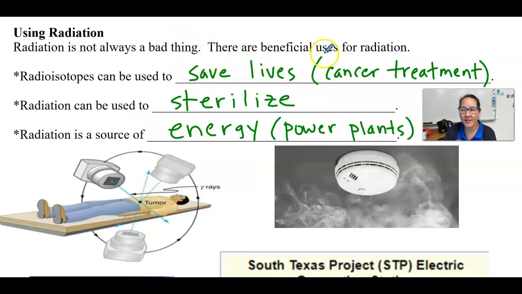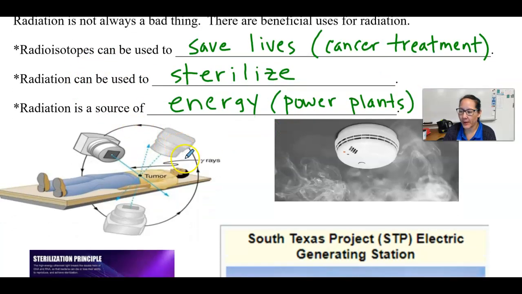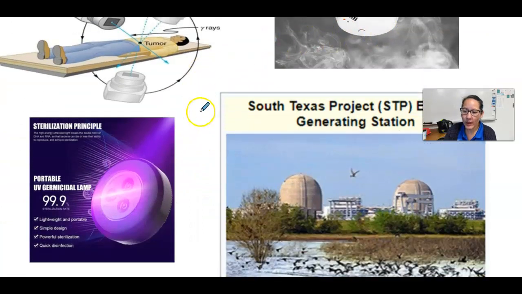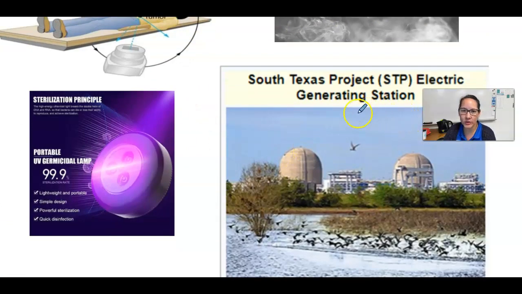Some uses of radiation. It's not always a bad thing. There are beneficial uses for radiation. Radioisotopes can be used to save lives, like in cancer treatment. Radiation can be used to sterilize, and it's a source of energy, like in power plants. We also have radiation in our smoke detectors, and it can also be used as tracers in our body to help find bad cells within our body.